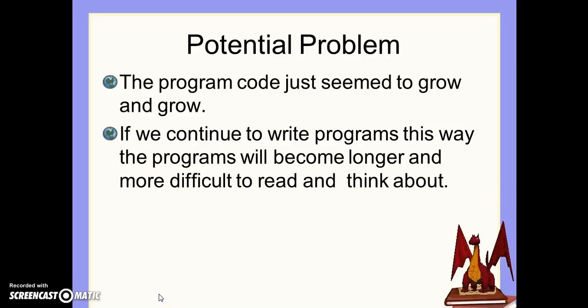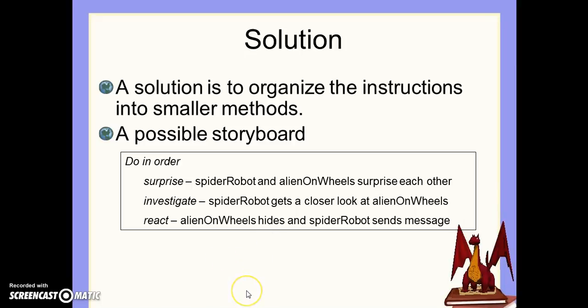All right, so the potential problem is the program code is just going to grow and grow and grow as we add more elements to it. So if we continue to write programs this way, the programs will become longer and more difficult to read and even think about. So what can we do to ease that process on ourselves? The solution is to organize our instructions into smaller methods.